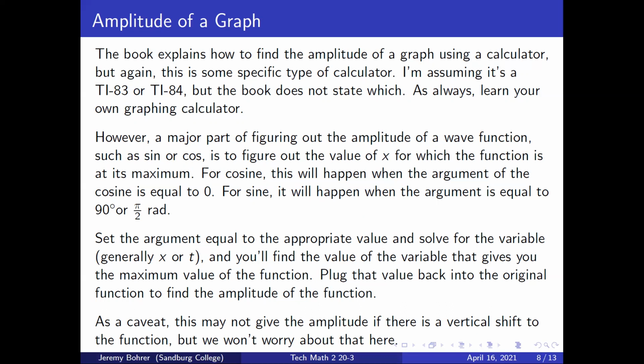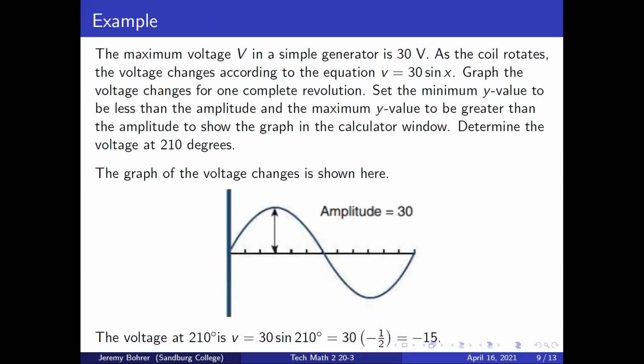As a caveat, this may not give the amplitude if there is a vertical shift to the function, but we won't worry about that here. The maximum voltage V in a simple generator is 30 V, 30 volts. As the coil rotates, the voltage changes according to the equation V equals 30 sine x. Graph the voltage changes for one complete revolution.